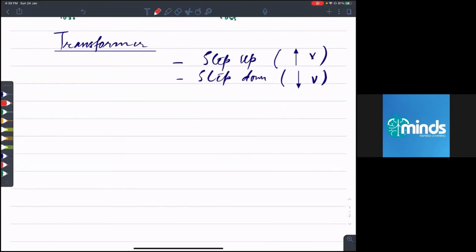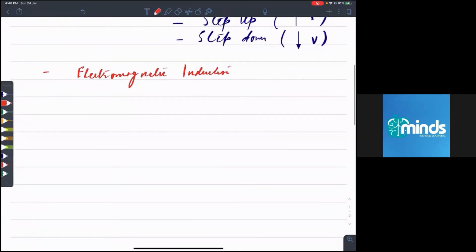So in easier words, you can say a transformer works on the principle of electromagnetic induction. And I hope you remember, I did explain the concept of mutual induction, which happens because of a nearby coil. And I did mention self-induction, which happens in the coil whose current you usually change. So a transformer works on the principle of electromagnetic induction.